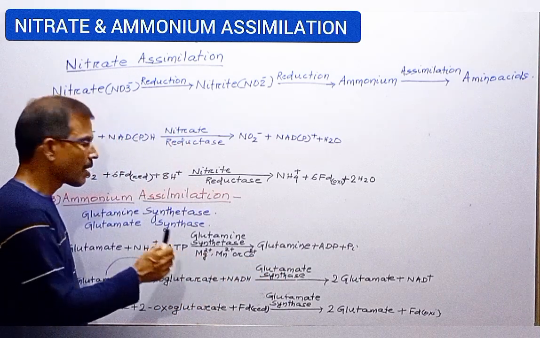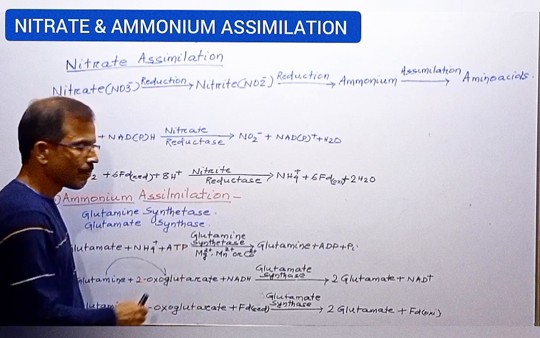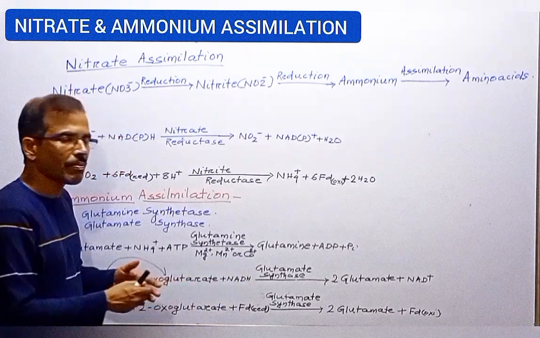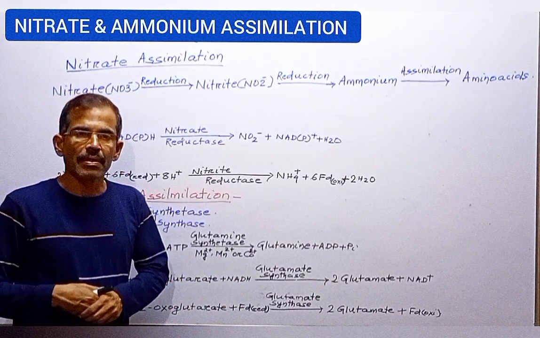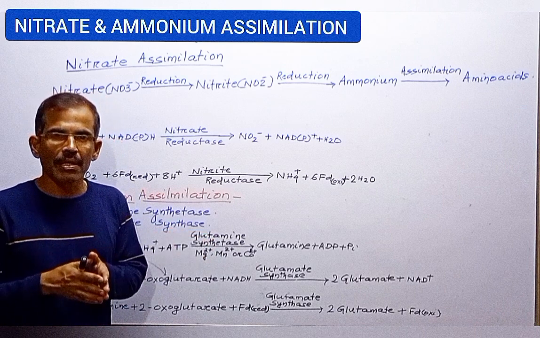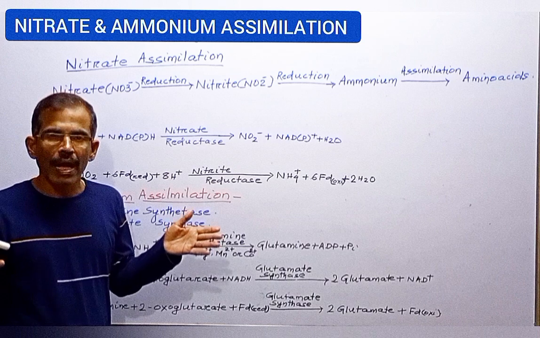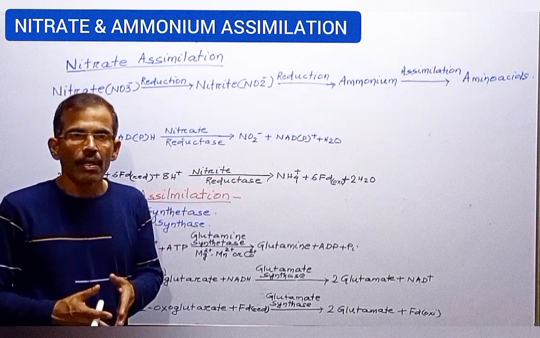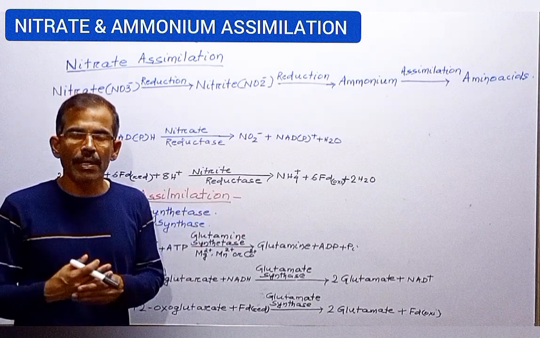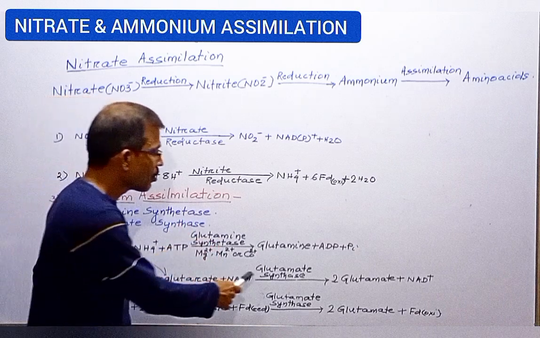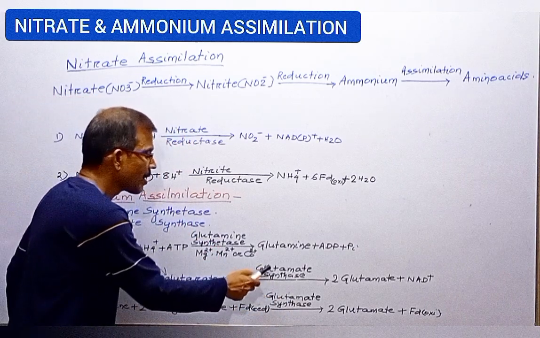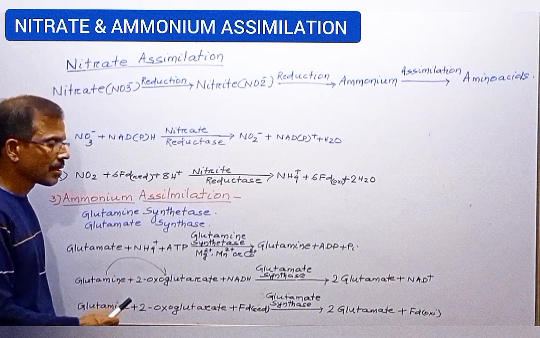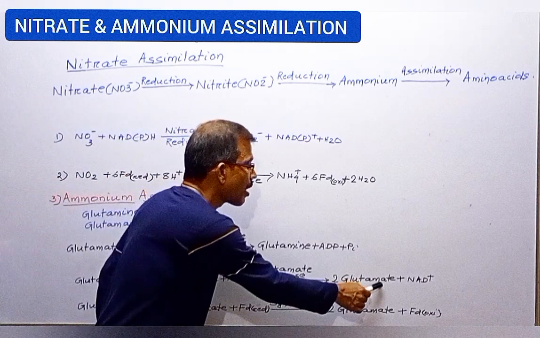Energy for this reaction comes from the hydrolysis of ATP, and divalent cations such as magnesium, manganese or cobalt serve as cofactors. Plants contain two classes of glutamine synthetase. One is in cytosol and the other one is in root plastids and shoot chloroplast. Elevated plastid level of glutamine stimulates the activity of glutamate synthase. Glutamate synthase catalyzes the transfer of amide group from glutamine to 2-oxoglutarate to form two molecules of glutamate.